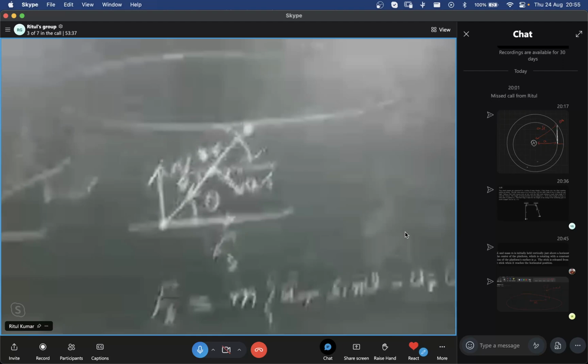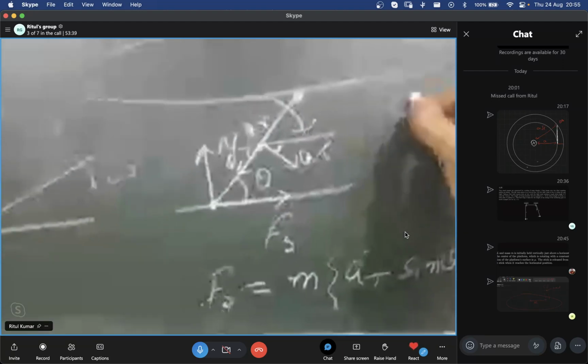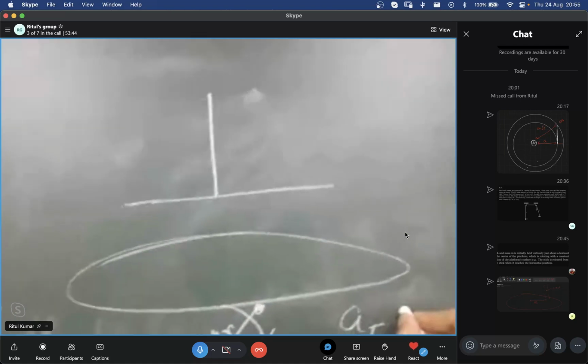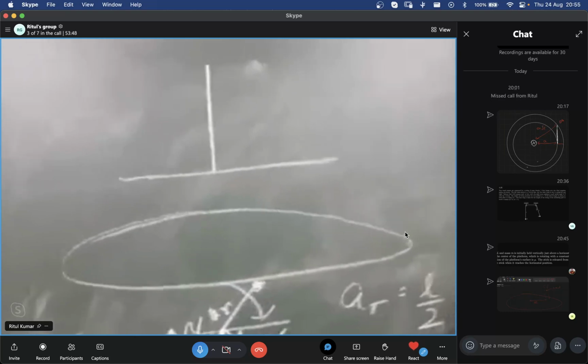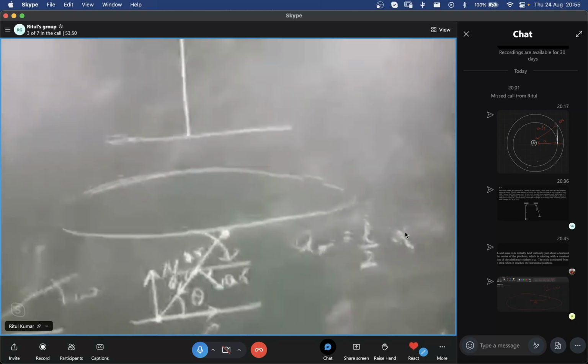For the second equation, for AT, what can we write? AT is the tangential acceleration. Now I'm coming from A is equal to R alpha. So what is R here? L by 2, and alpha is alpha. So AT is equal to L by 2 into alpha.